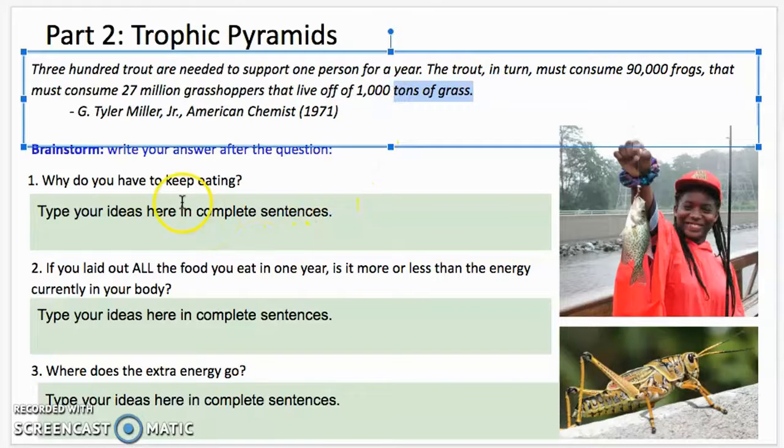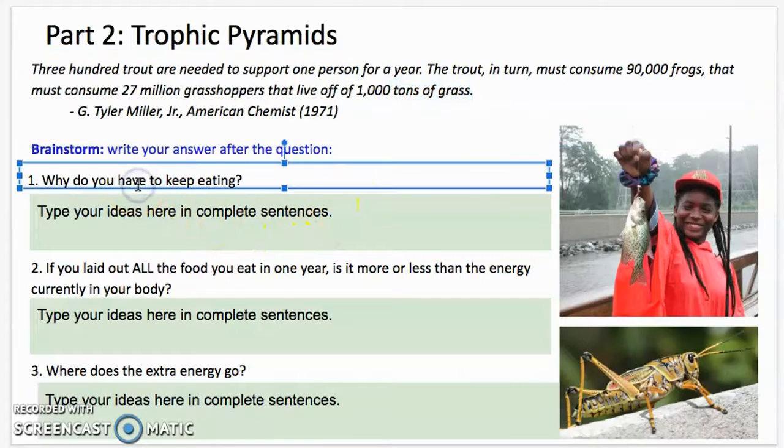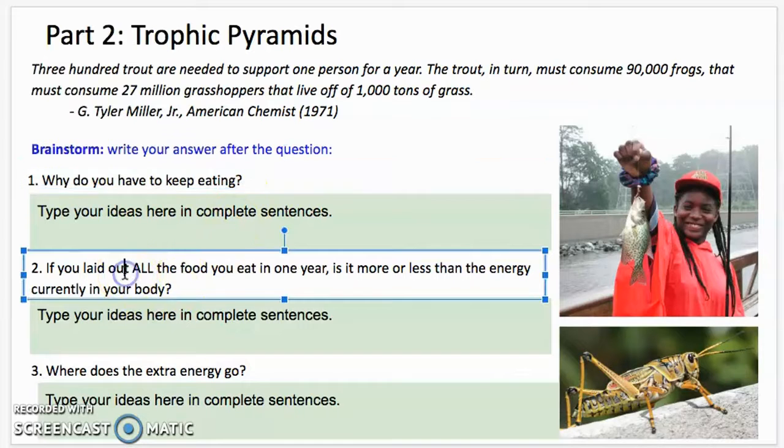Some things to think about as we get started. Why do you have to keep eating? Why don't we just take the food in our body and keep recycling it and processing it over and over again? If you laid out all the food you eat in 1 year, is it more or less than the energy currently in your body?